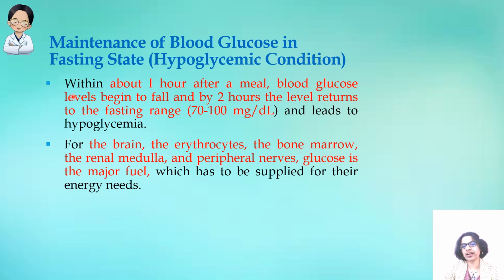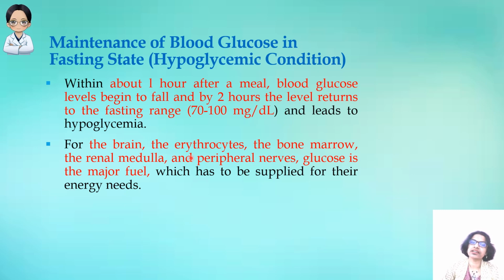What is the concept here? After feeding, or after we have had lunch, within 2 hours after eating, our blood glucose level has to return to normal ranges, that is at least 70 to 100 milligram per deciliter. This leads to hypoglycemia.